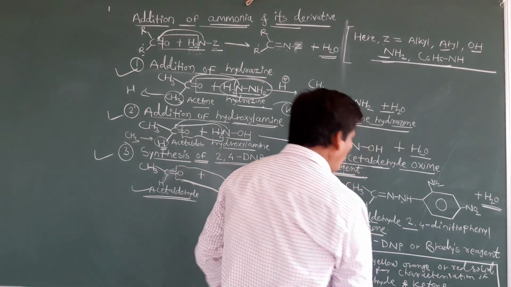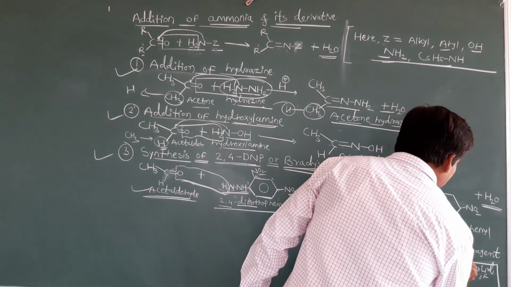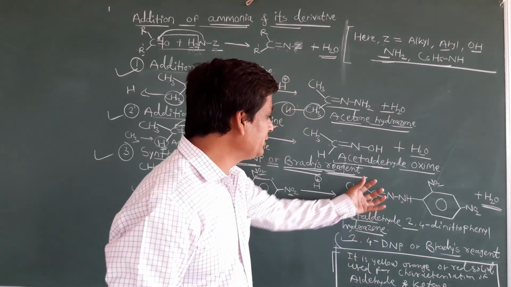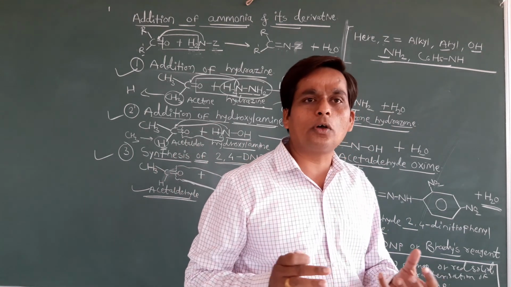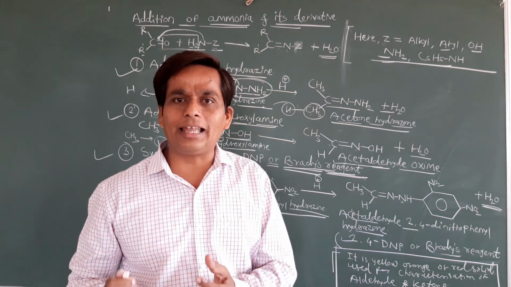Students, this is a very important reagent. We can call it 2,4-DNP. DNP stands for dinitrophenylhydrazine, or we can say it is Brady's reagent. When you get this product, it is a yellow, orange or red colored compound, and it is used to characterize aldehydes as well as ketones.